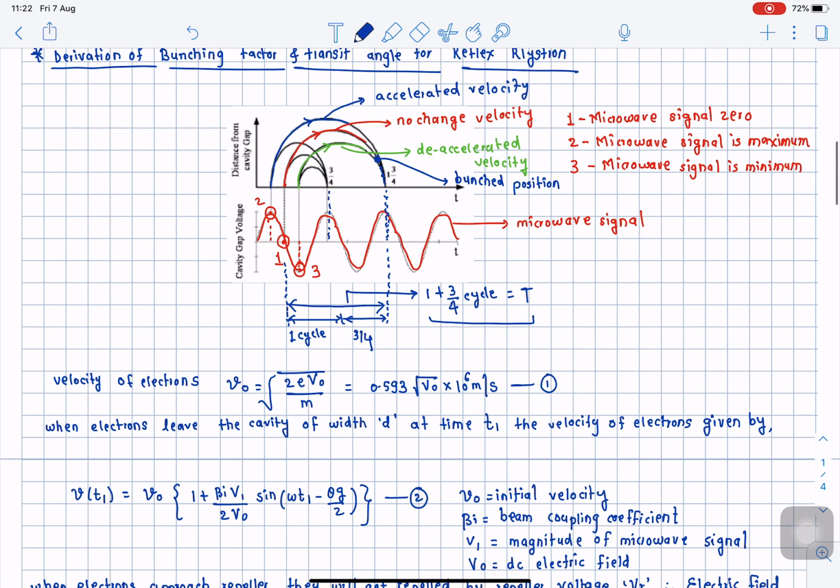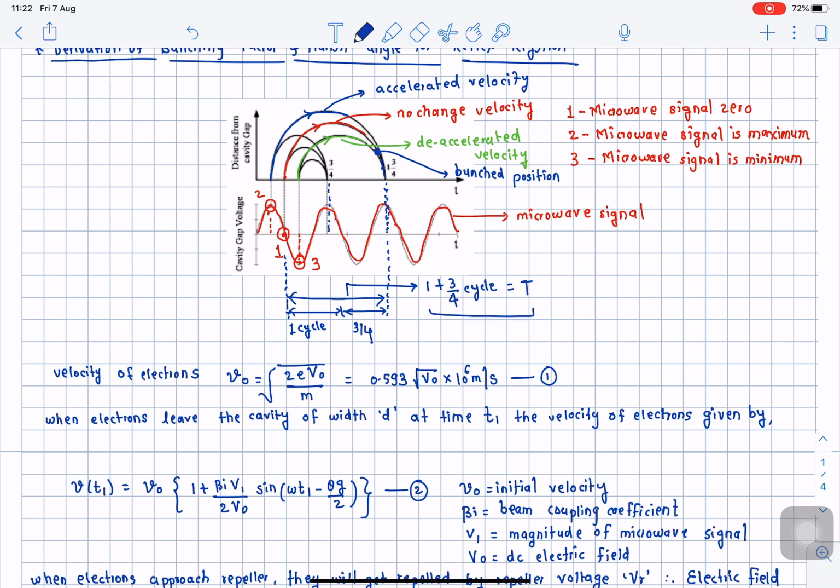This particular thing is very important, because the distance at which we keep the bunching is very critical, and normally we take this time as 1 3/4 cycle. This will become clearer when we solve an example based on the reflex klystron, where we will see how the fundamental operating mode of the reflex klystron needs to be taken at the bunching center, which takes place at 1 3/4 cycle.